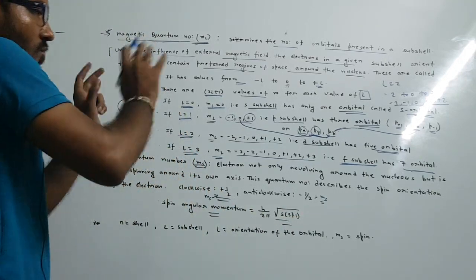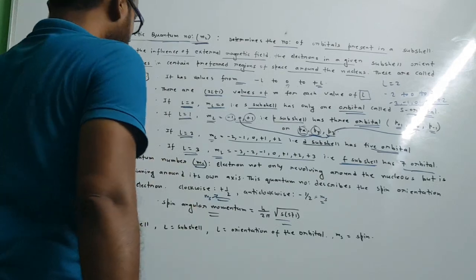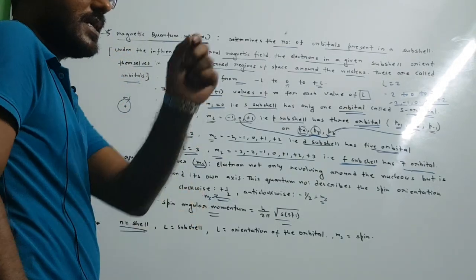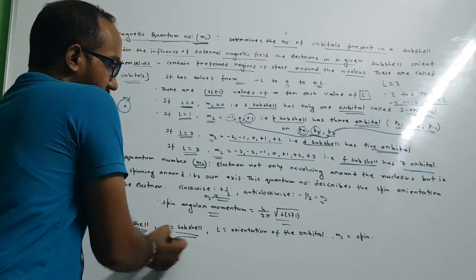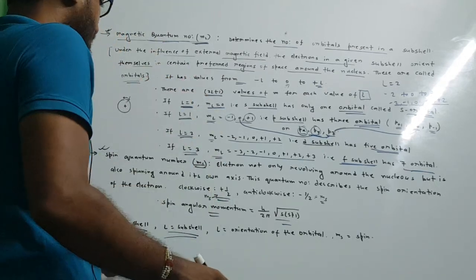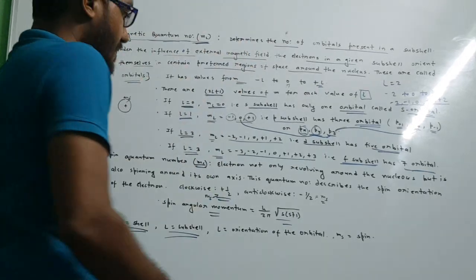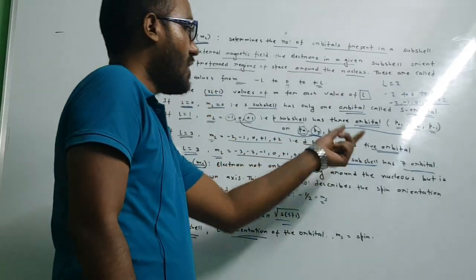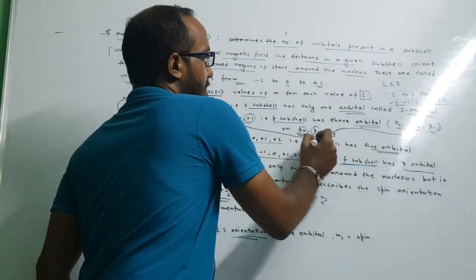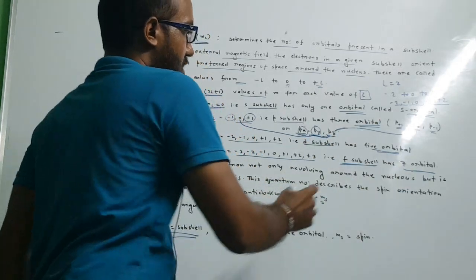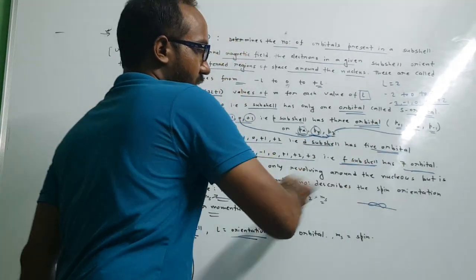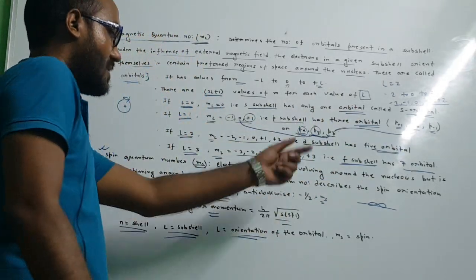To summarize the whole thing we have learned throughout this lecture, n is the shell, L is your subshell. That means within a shell you have subshells. ml is your orientation of the orbital. Why orientation? Because Px, Py, Pz, we will learn in the next slide, represent a dumbbell structure along the x-axis, y-axis and z-axis, something like this.